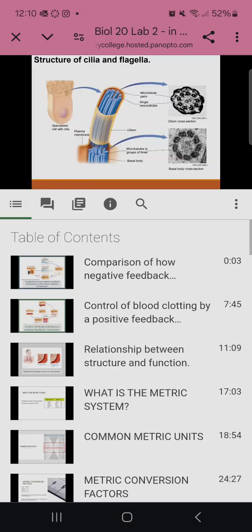Another special type of cell, everyone, is the cilia and the flagella. I said the cilia looks like the microvilli, not the flagella. It looks like the microvilli, but microvilli looks more like a brush. The cilia looks more like a hair-like structure. And whenever the cilia moves, it also has a sweep-like motion as well. Okay, this is how the cilia moves.